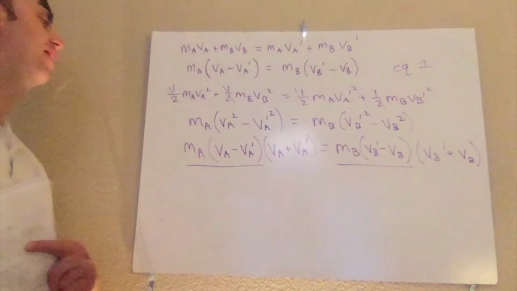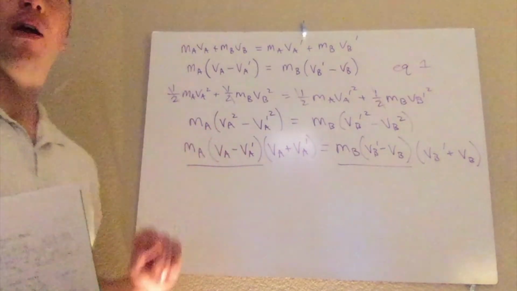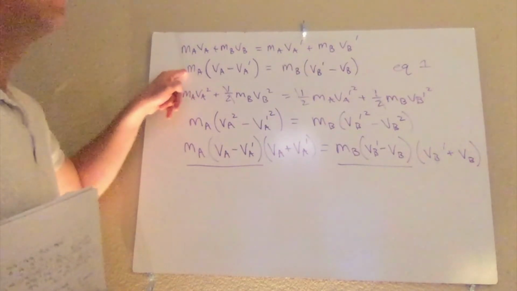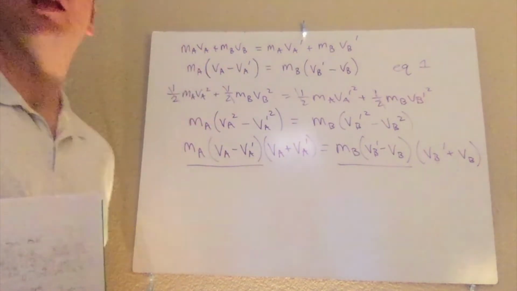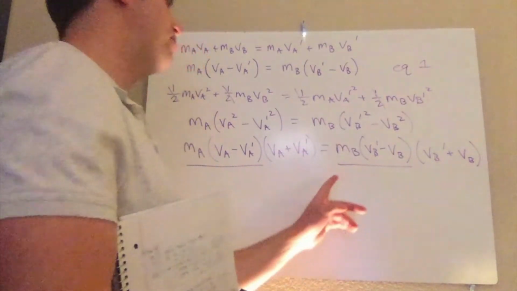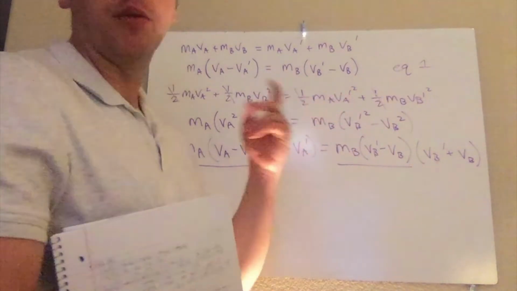The first term I underlined is MA (VA minus VA prime). Where have we seen that before? In equation number 1 right there. That's the exact same thing that's on the left side of equation 1. The second thing I underlined is MB (VB prime minus VB). Again, that's just the right side of equation 1.